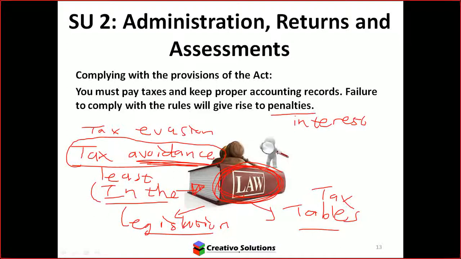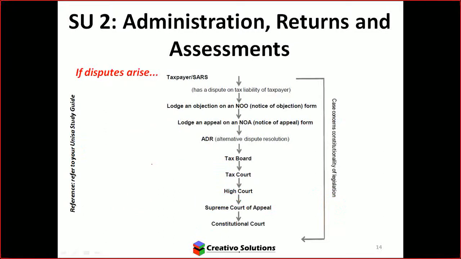Yes, sir. Okay. Alright, then I've given you a note here about the disputes. This comes straight out of the textbook. Why do we need a dispute resolution process? It's because who is going to be collecting taxes?